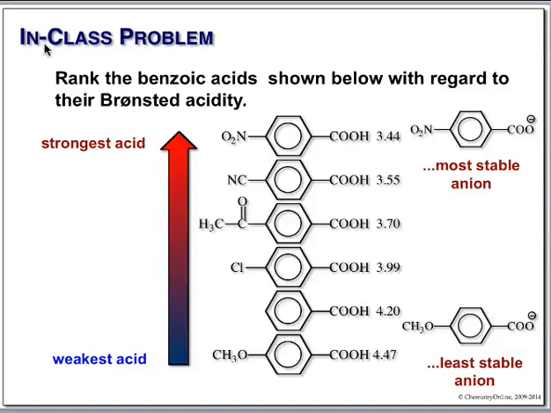You can probably expect a question or two about relative acidity on the exam. Once again, the rule of thumb to always remember, the more stable the anion, the stronger the acid. If there was a fluorine attached to that ring, where would it be? Fluorine, it would be right here around chlorine. Probably right in here somewhere.